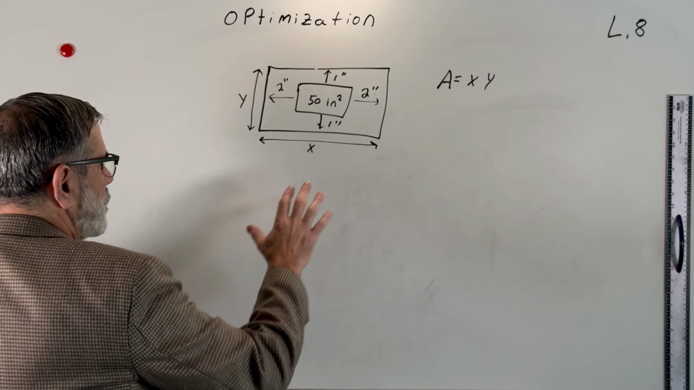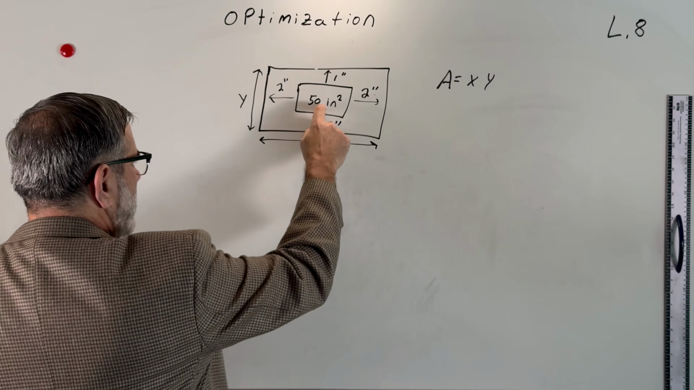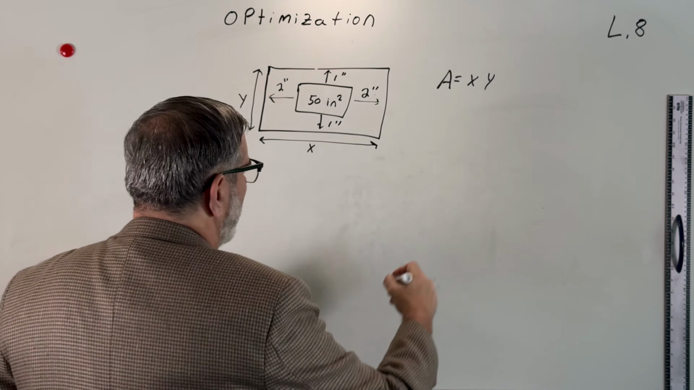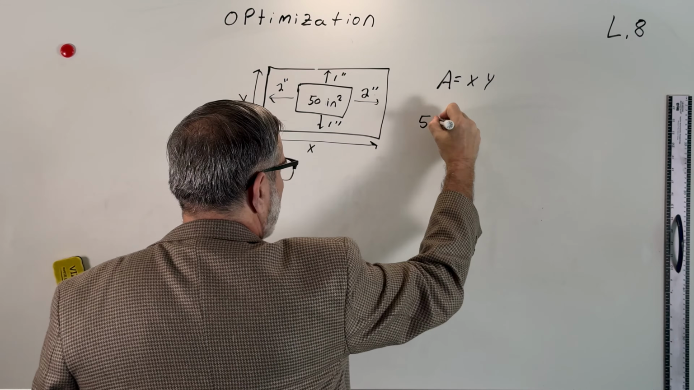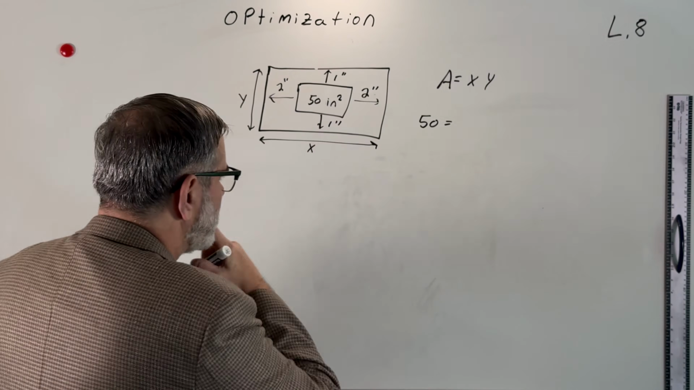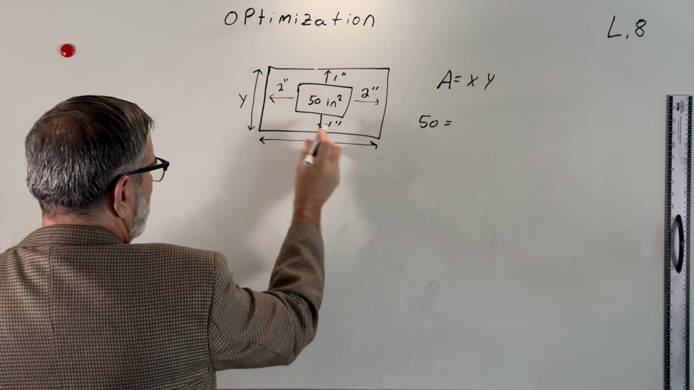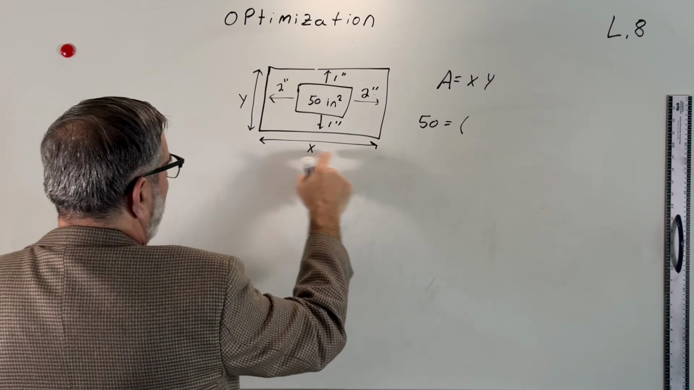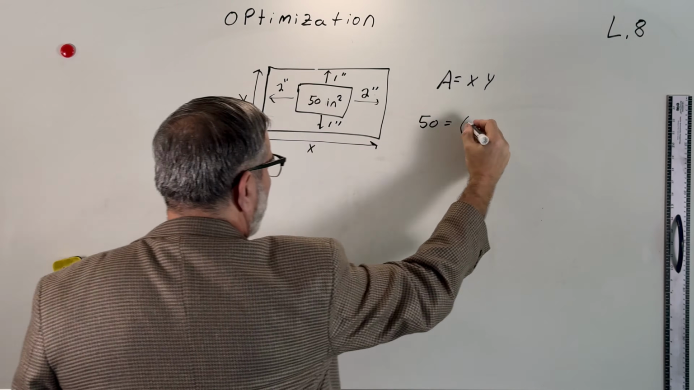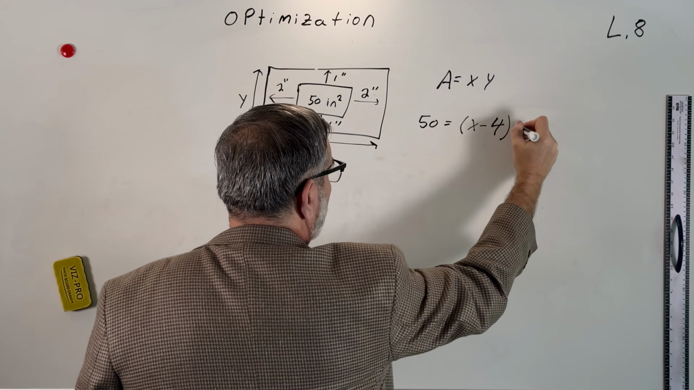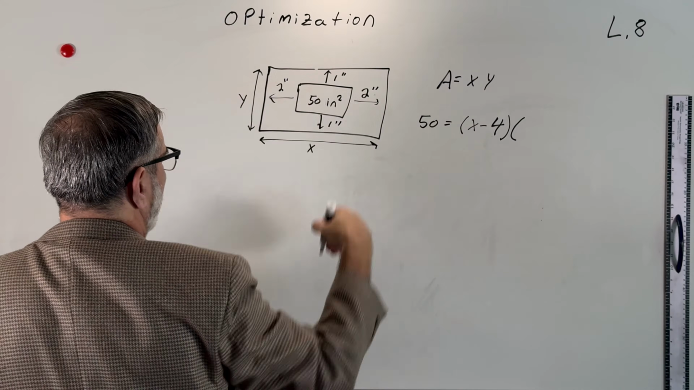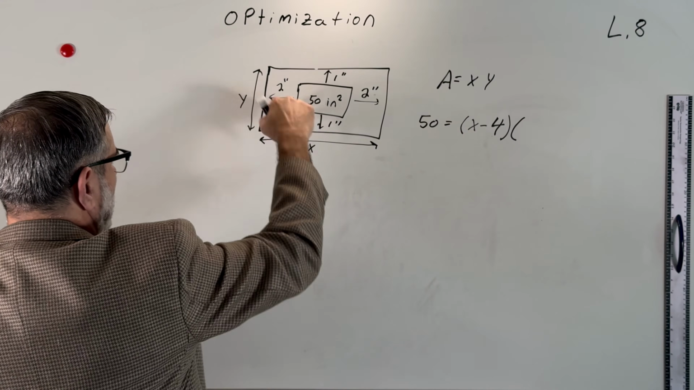So we now have to introduce the constraint in this case. We have this 50 square inches. Well, 50 would be equal to what? That's the size of the text inside here. So we can look at this and we can say, well, that's going to be x minus 4, x minus 4. And the vertical portion of it is going to be y minus 2.